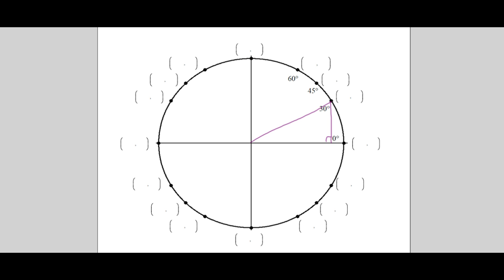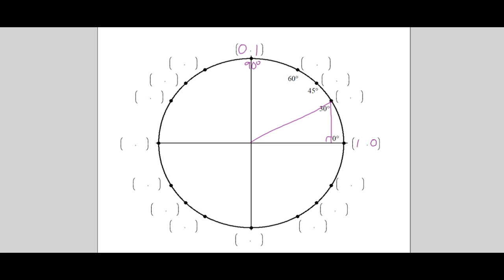So if I go to this point here, what's my x value? 1. And what's my y value? 0, right? There's no up or down. If I go here, this is 90 degrees, right? What's my x value? 0. What's my y value? 1.